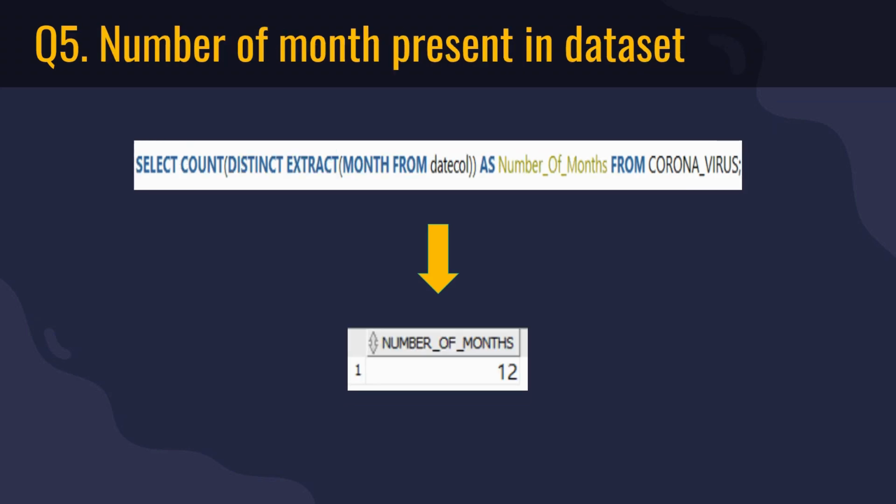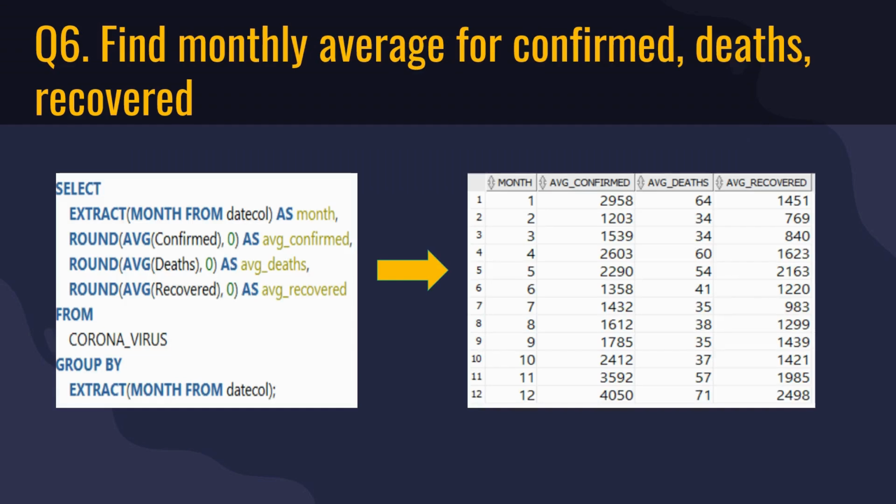We identified how many distinct months are represented in our dataset using the extract function. The output shows we have data spanning over 12 distinct months. By calculating the monthly averages for confirmed cases, deaths and recoveries, we gain insights into the typical monthly trends. The output reveals these averages, helping us to see the general pattern of the virus impact over each month.